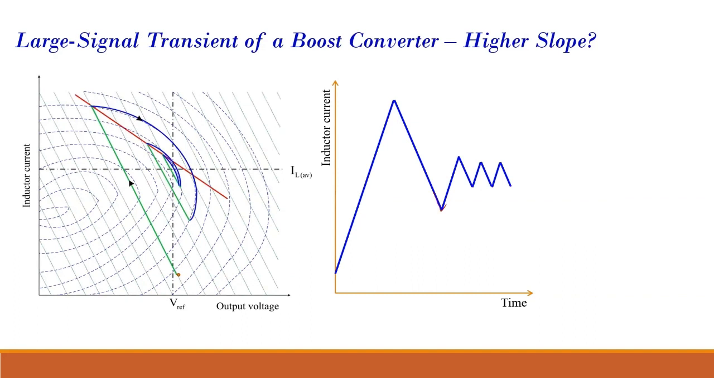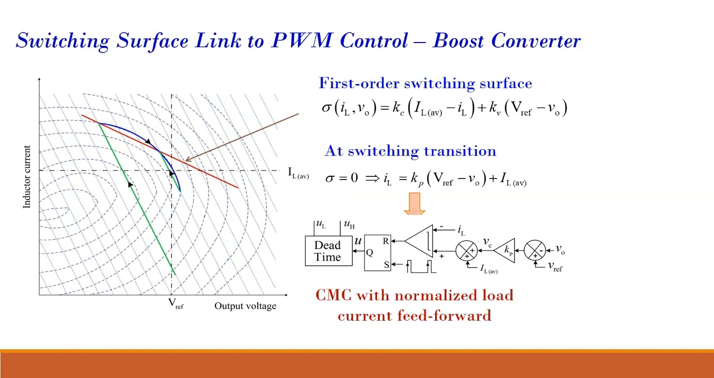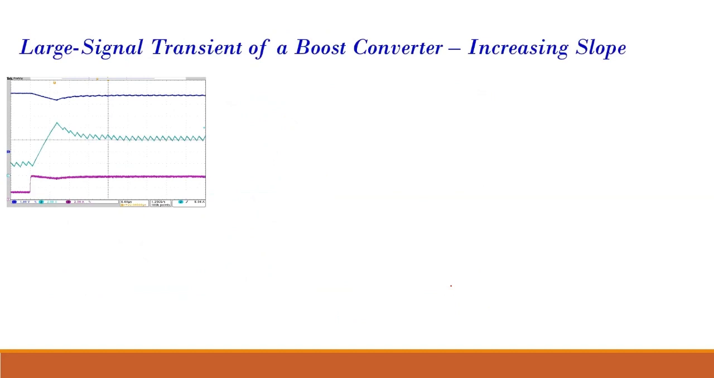But what happens if you change the slope? If the slope is changed, then it might not reach steady state in one switching cycle. It might go further down and come up. But we want it to come here directly and go like this. That depends largely on the slope of this switching boundary. This is denoted by a first order switching surface, which is given by this equation. This can also be done by current mode control with the normalized load current waveform.